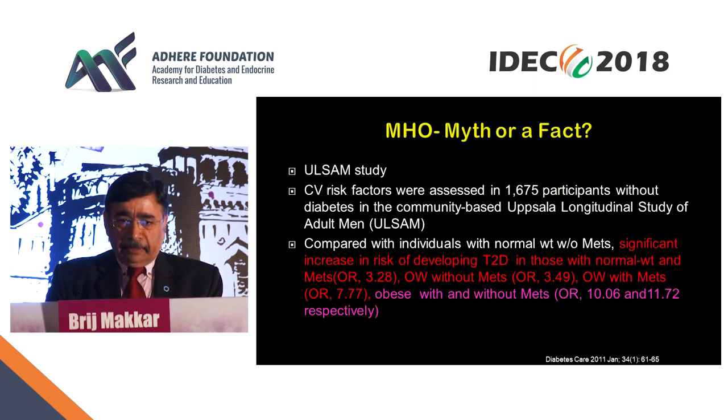The ULSAM study, which was done in the Uppsala adult population, again a very important study, showed that compared to normal weight individuals, there is a significant increase in the risk of developing type 2 diabetes in those who are normal weight with metabolic syndrome, overweight without metabolic syndrome, overweight with metabolic syndrome, and obese with or without metabolic syndrome. So even the presence of metabolic health in overweight and obese individuals was not seen to be protecting them or keeping them away from the cardiovascular risk.